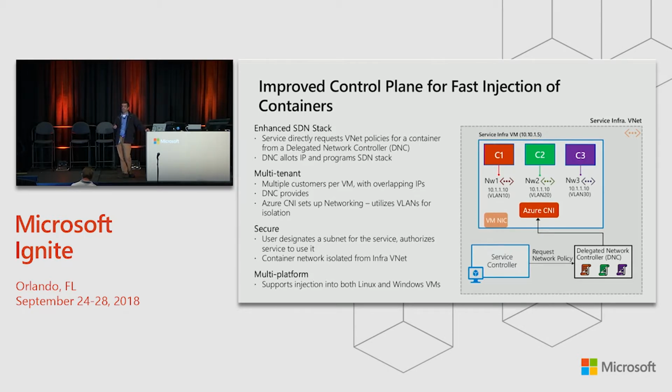Additionally, it uses VLANs to provide isolation. So we are running a layer 2 network inside the VM. We have taken a lot of the networking into the VM to provide you multi-tenancy there. This is also a secure solution because you tell the service which subnet you want all your pods, containers, and apps to be injected into.